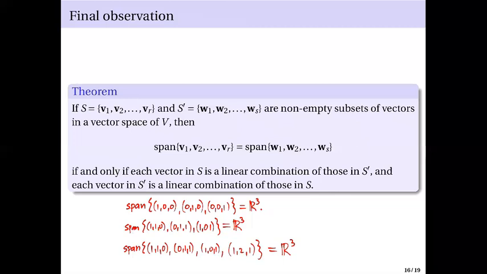Okay? For example, a further example for this. Let us label this as our S. This is our S. This is our S prime. This is our S double prime. Okay?